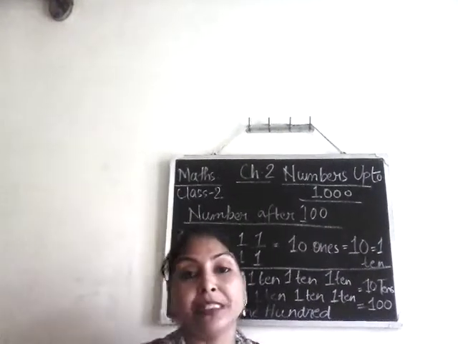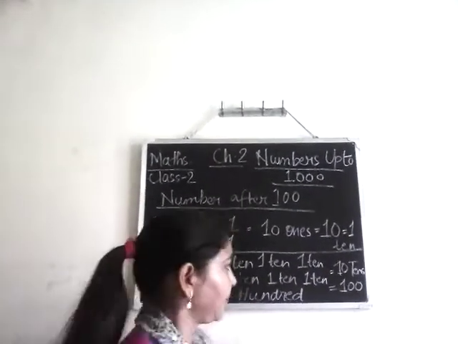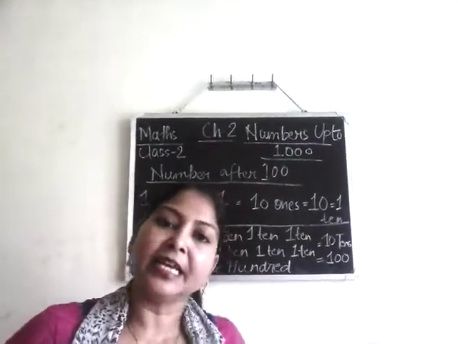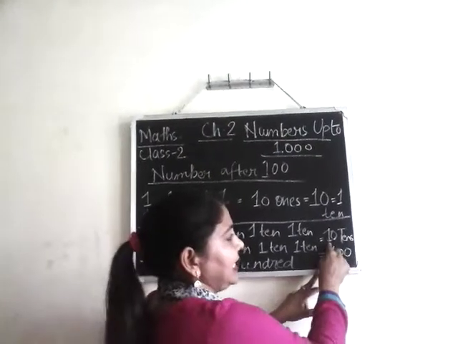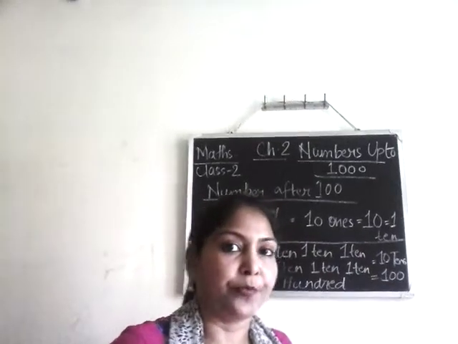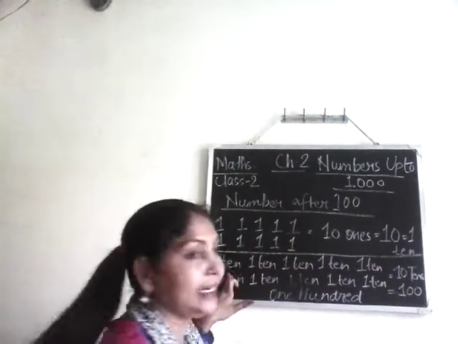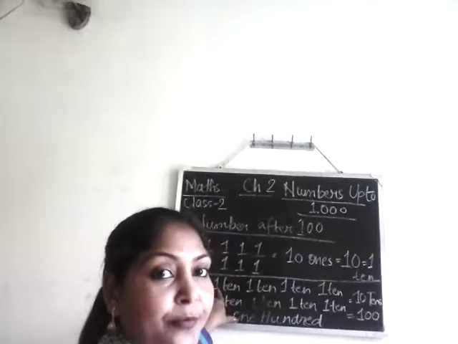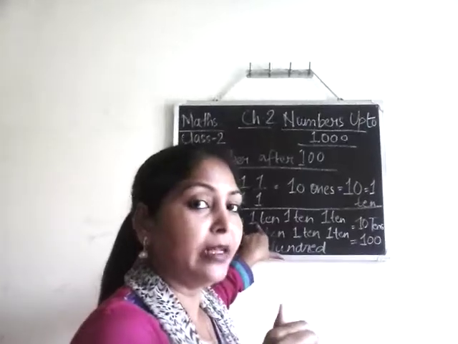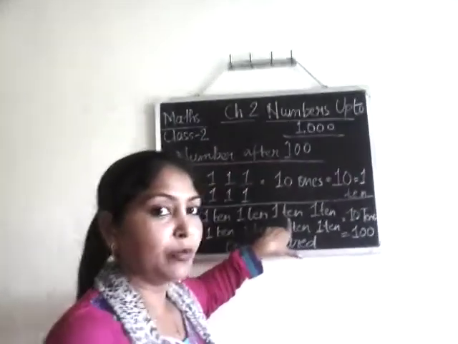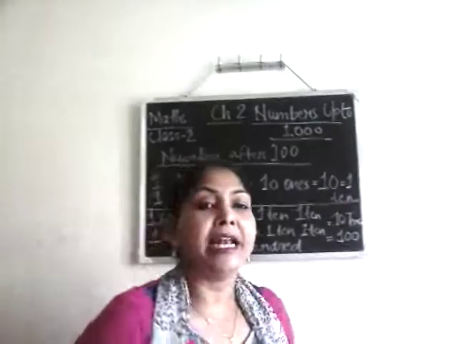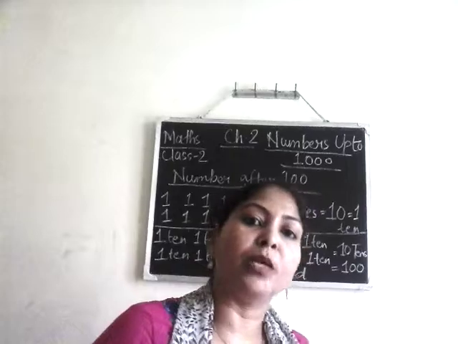Now 10 tens means how much number? What is the number? 10 tens. Now this is 10, 1, 0, 10. And how many tens are there? 10. So when we see 10 tens, it makes how much? 100. See how it makes 100. 1 ten plus another 1 ten becomes 2 tens, that means 20. Then again add one more 10, 30. Then another one more 10, 40, 50, 60, 70, 80, 90. And 90 plus one more 10 is equal to 100.